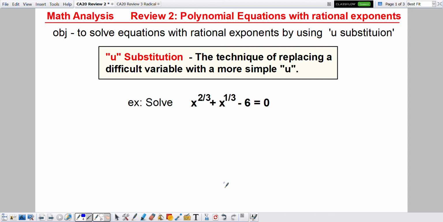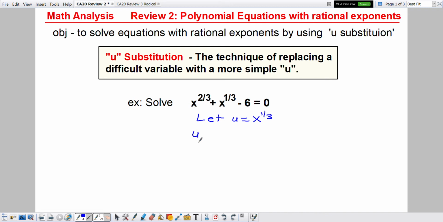And what this is, we say, let a new variable u stand for one of these variables. And I do x to the 1/3 power. That's the same thing as this variable right here in the middle. We're just letting u represent that. And so where I see x to the 1/3 power, I'm going to write the variable u. What would x to the 2/3 power be? Well, that's just u squared, because it's twice as big.